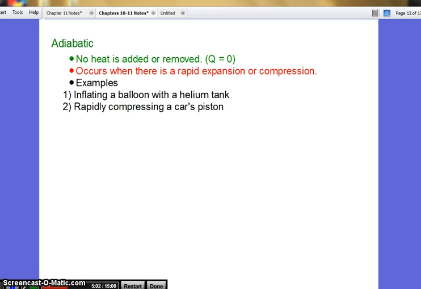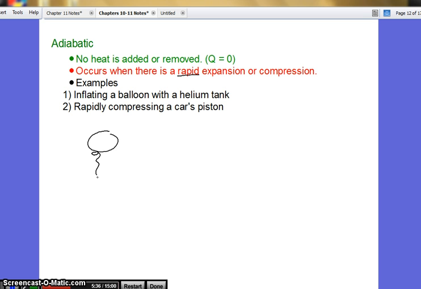This occurs when there is a rapid expansion or compression. And so if we expand or compress it fast enough, there's not time for heat to enter or to be removed. An example would be inflating a balloon with a helium tank. As we inflate that balloon with a helium tank, it's a rapid inflation, a rapid expansion, and so we do push those molecules faster, increasing the temperature a little bit. There's not time for heat to be moving around, moving out of the balloon and then into the air.